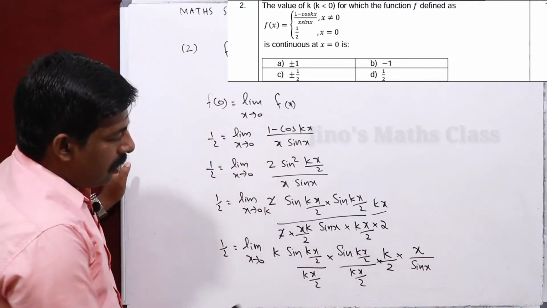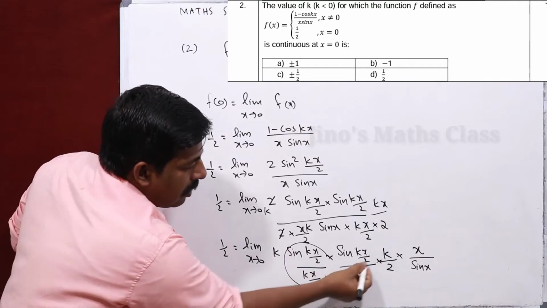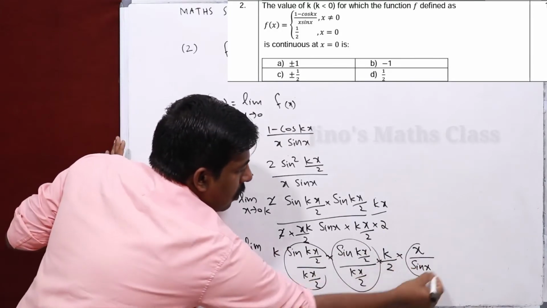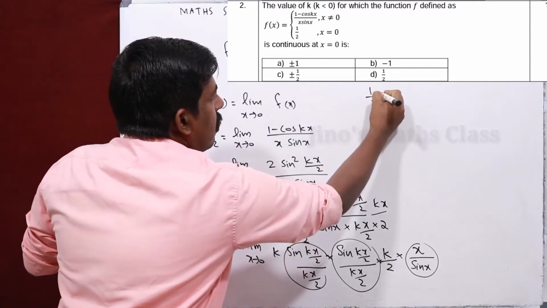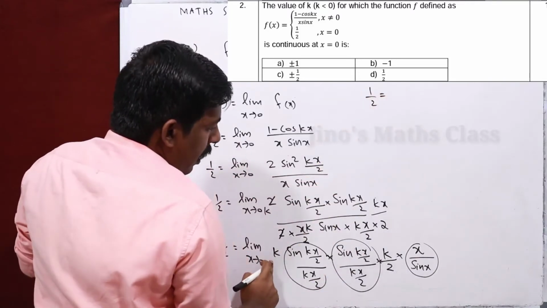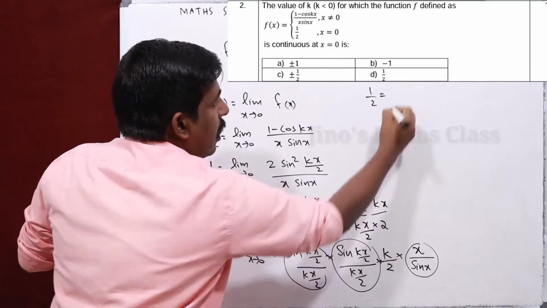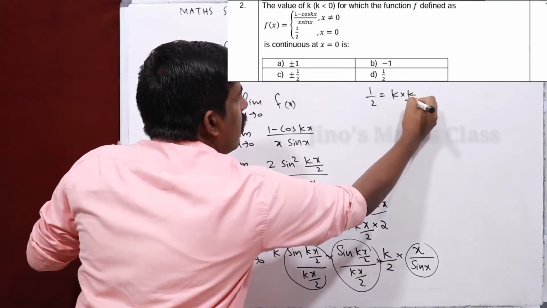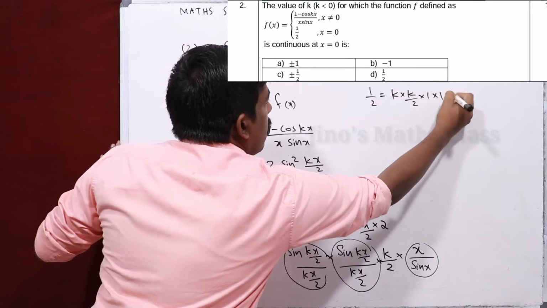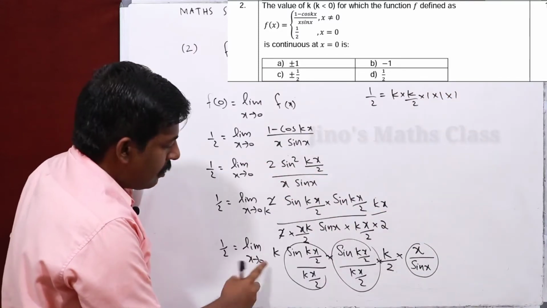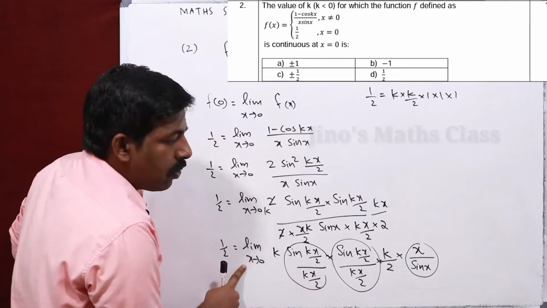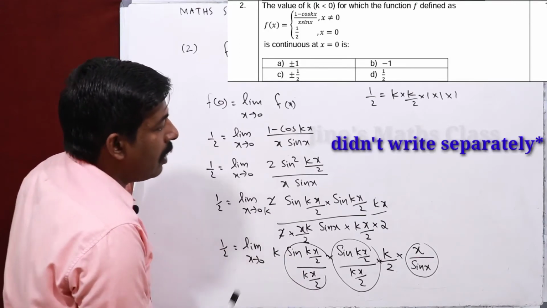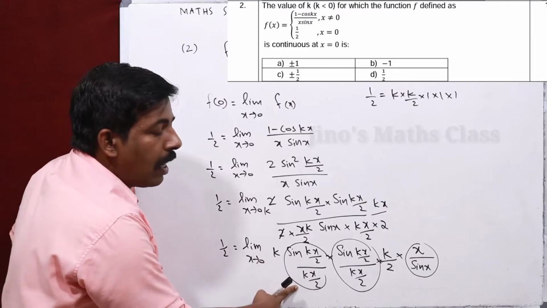Now we can see here this becomes 1, and this also becomes 1, and this also becomes 1, correct. So that's why we can say 1 by 2 is equal to k into k by 2, that means here it is k into k by 2 into 1 into 1 into 1. Here I didn't write x tends to 0. Anyway, when x tends to 0, kx by 2 also tends to 0. That's why I didn't write it separately, but it is understood that this value is 1.